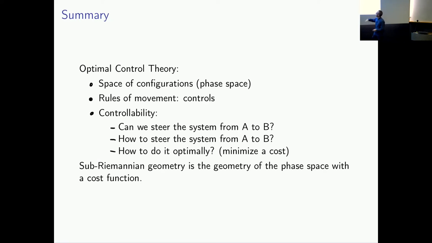And as a geometer, I want to study the geometry of this phase space endowed with a cost function. And we will see towards the end, which will probably be the punchline of the whole talk, why geometry could be important. For now, the only geometrical object that we see is that optimality, so finding an optimal path, an optimal strategy, geometrically means finding a geodesic from A to B.